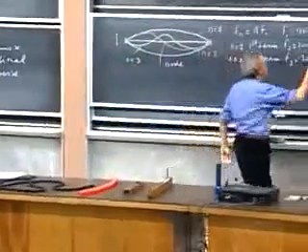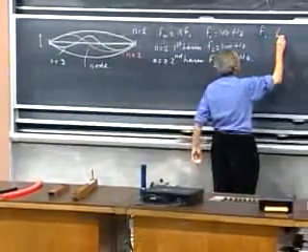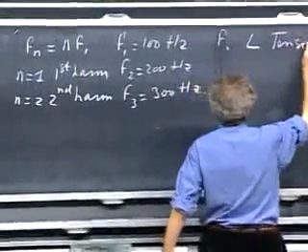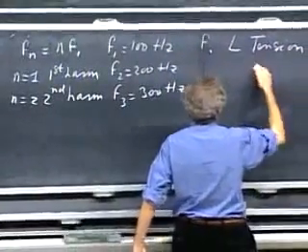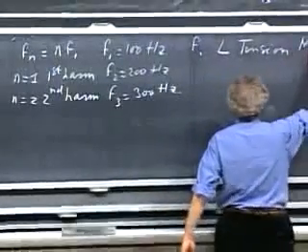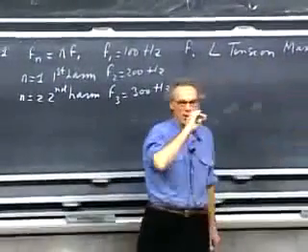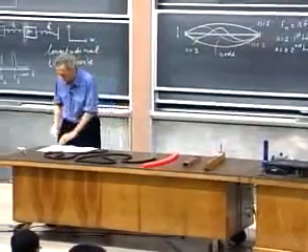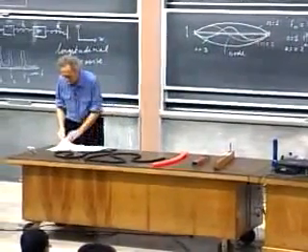F1 depends on the length of the string, on the tension. I will write tension, don't confuse this with period, and it depends on the mass of the string. Without going into the detail how the dependence is, these are the parameters that determine the first harmonic.